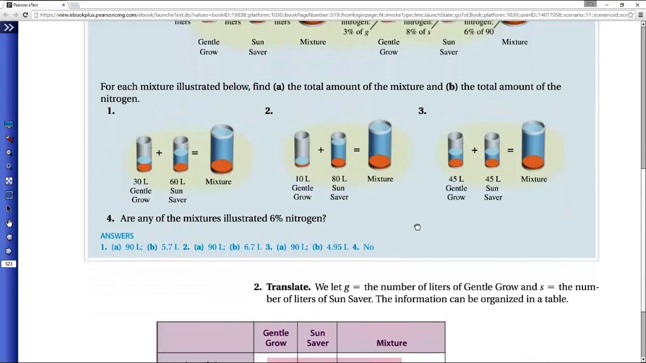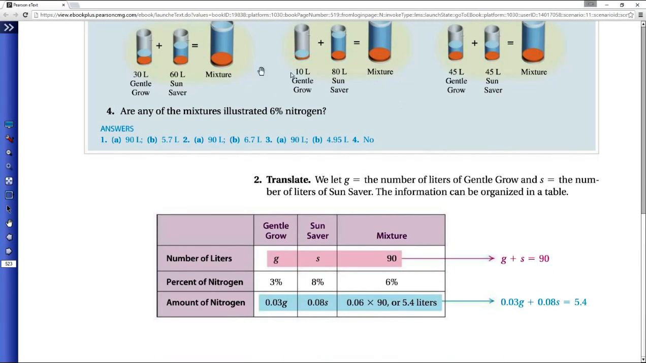And so on. Well, we could draw pictures, and that's good and stuff, but why not organize our work here? And this is a very good strategy. Let's put what we know into a table, and we can probably get some equations out of that as long as we set this up correctly. So they set up number of liters, percent of nitrogen, amount of nitrogen. Here they got the Gentle Grow and Sunsaver, and then the mixture.